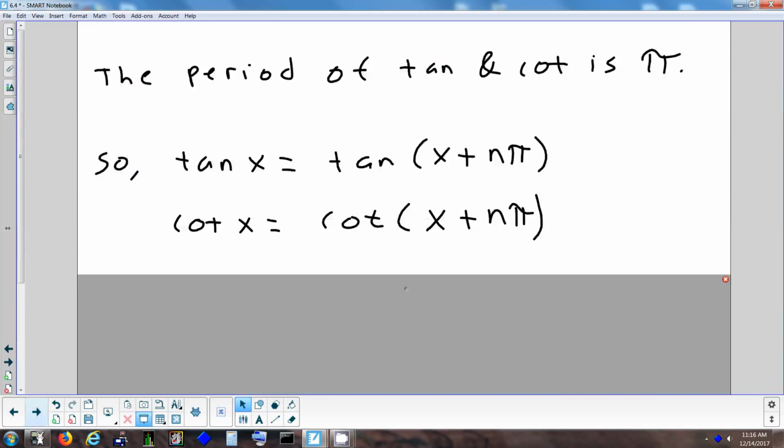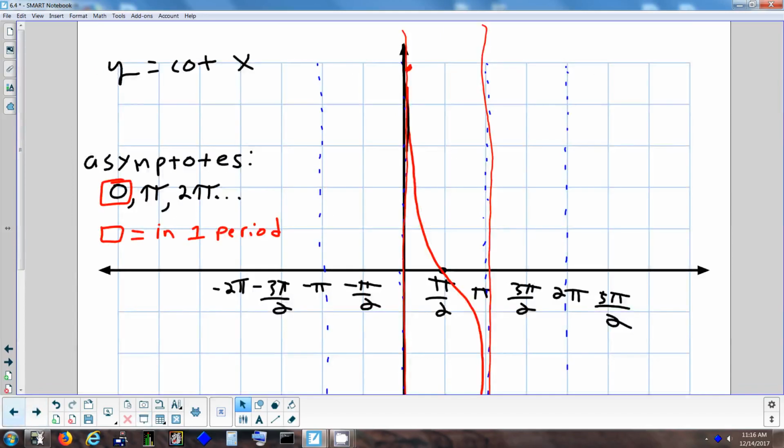And it's exactly the same for cotangent. If you pick a value on the graph of cotangent, that same value is going to occur again 3.14 units later on the x-axis. This value would occur again right there, and there, and there. Every 3.14 units in both directions.